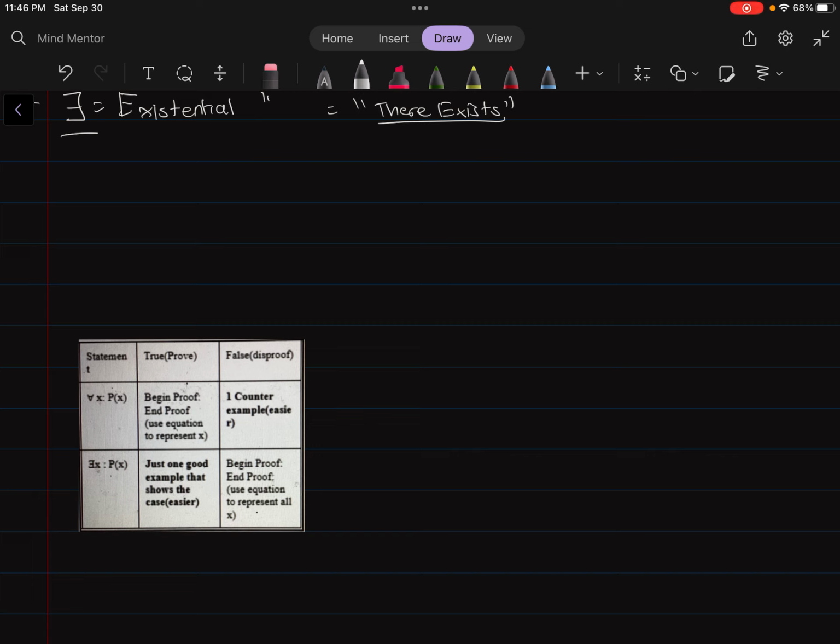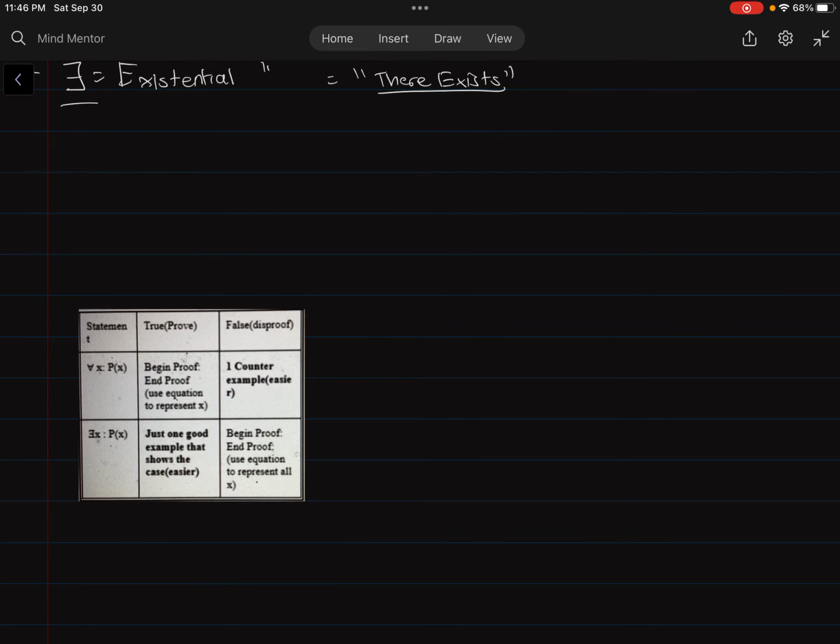Now in this chart right here, you'll see basically how to prove a statement which has the universal or existential quantifiers, and I'll switch markers so it's easier to see. But first let's look at what they mean. So if we have a statement right here, for all x such that p of x, what does it mean? Well, if you remember from the previous video, p of x essentially means it's a proposition, right? And this is a quantifier.